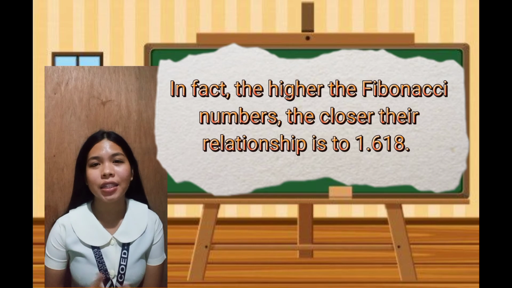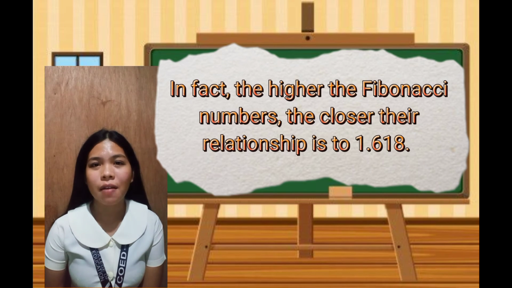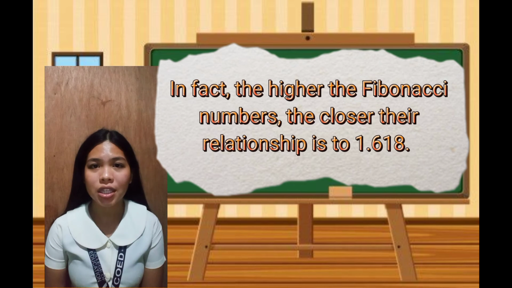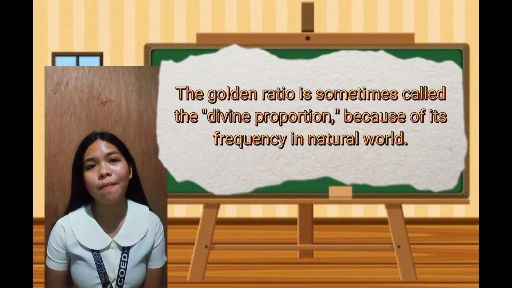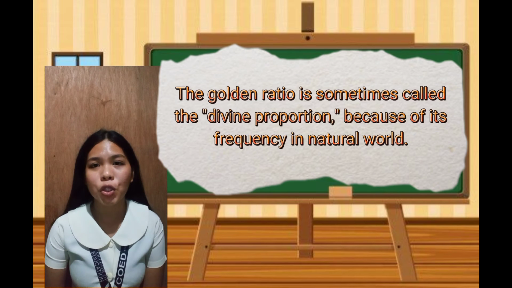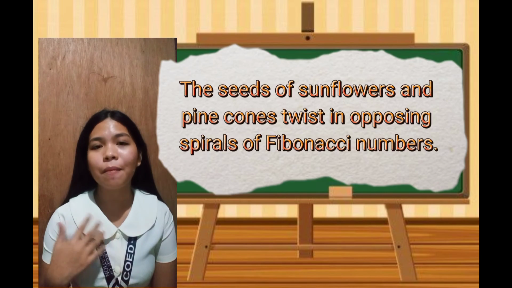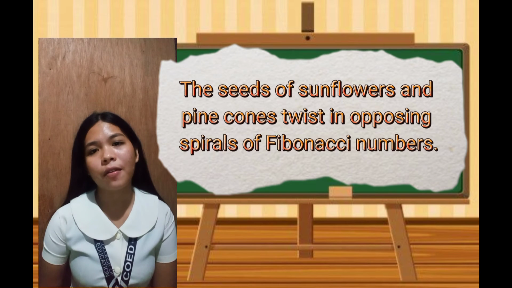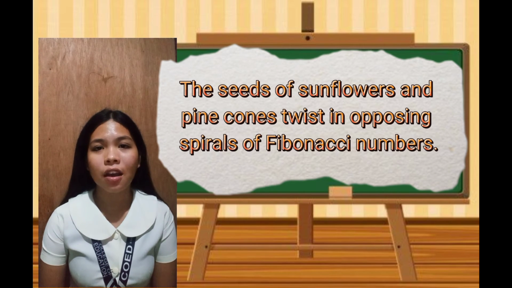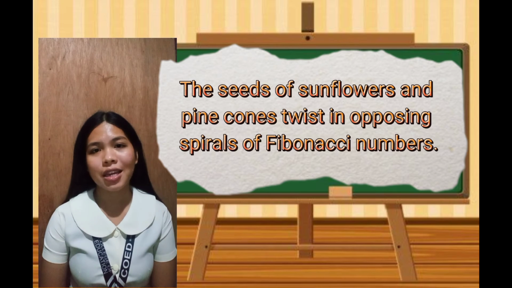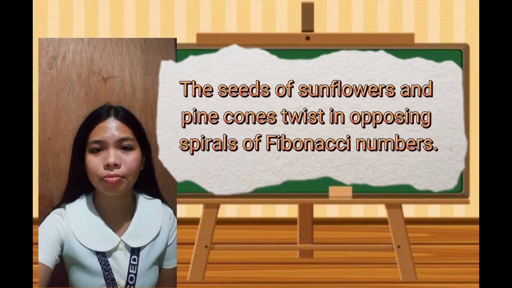In fact, the higher the Fibonacci numbers, the closer their ratio is to 1.618. The golden ratio is sometimes called divine proportion because of its frequency in the natural world. So examples of this are the seeds of sunflowers, pine cones, and the twist and opposite spirals of Fibonacci numbers.